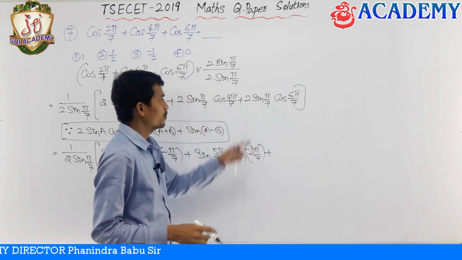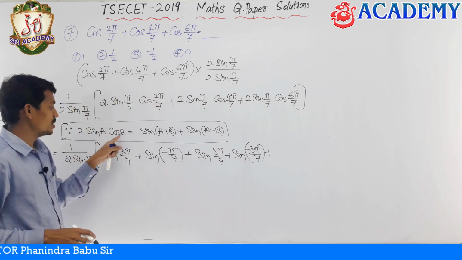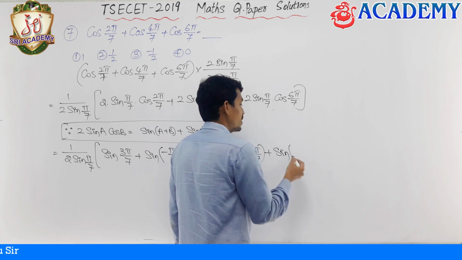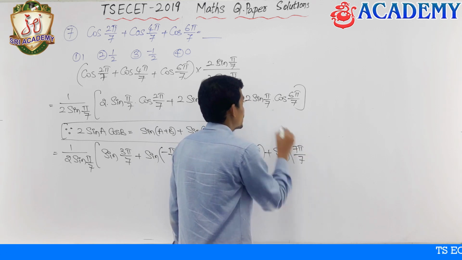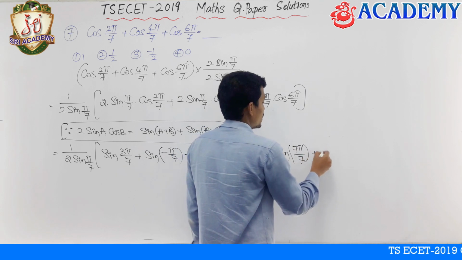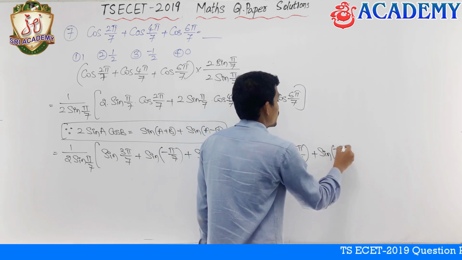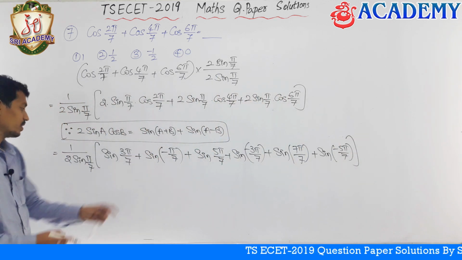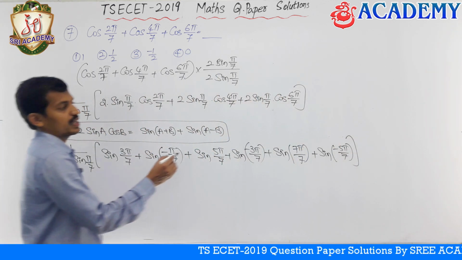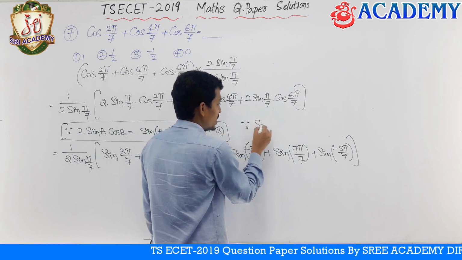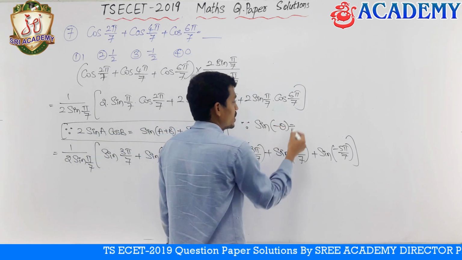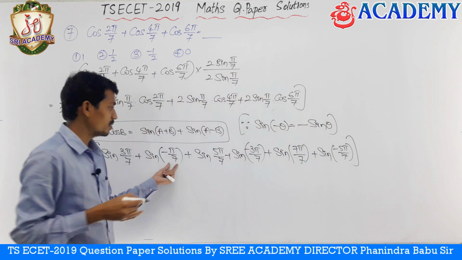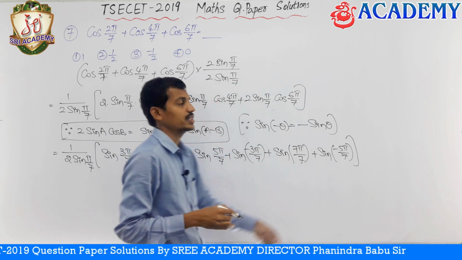Plus here in place of A pi by 7, in place of B 6 pi by 7. Now once again sin of 7 pi by 7, why? Because pi plus 6 pi. Next plus sin of minus 5 pi by 7. Now simplify, sin of minus theta is always minus sin theta. From here, having minus, minus, minus, I am writing those.